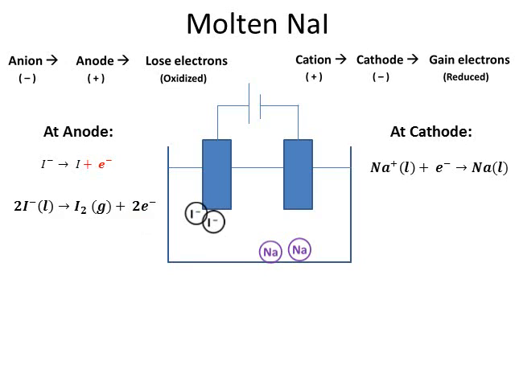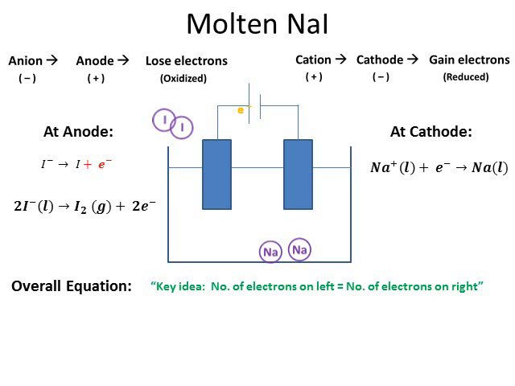Now how do we write an overall equation? Sorry, I forgot the animation. Now how do we write an overall equation? The key idea is that the number of electrons on the left must be equal to the number of electrons on the right. So what do I mean?